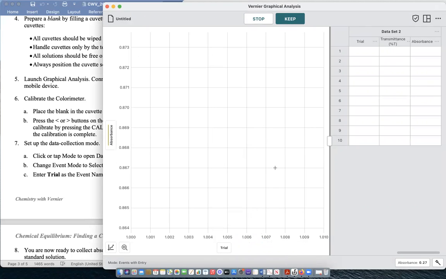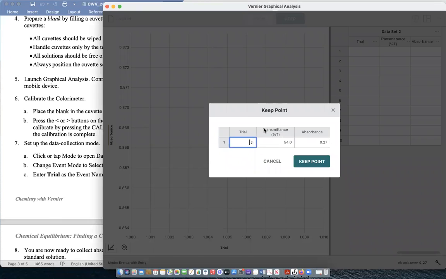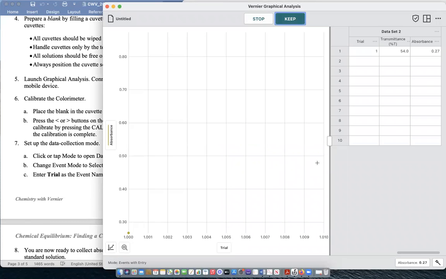So right now we're looking at an absorbance value down in the bottom corner here, which is showing me about 0.26, 0.27. I have this set up so that it's going to collect data. And when I hit the keep button, it's going to ask me, what trial is that? So I'm going to put down that it's test tube number 1. You'll notice it tells you the absorbance is 0.27, but it also gives you the percent transmittance, which your teacher might want to talk to you a little bit about how percent transmittance and absorbance are related to each other.